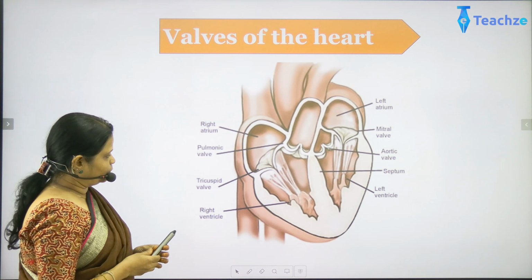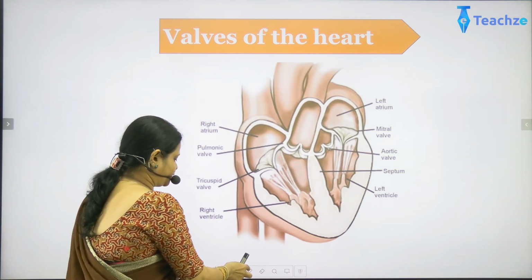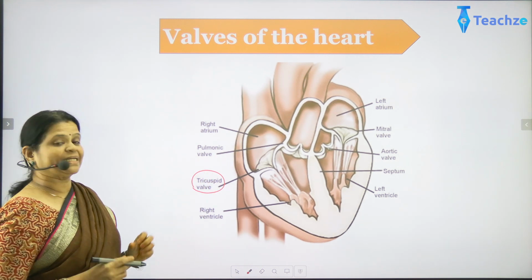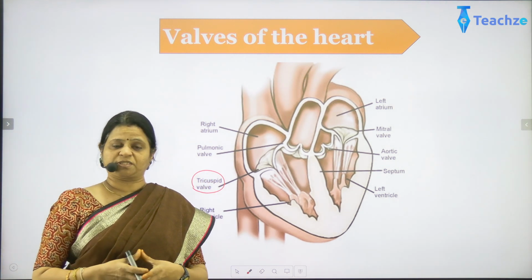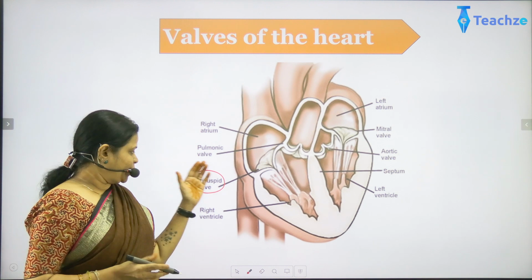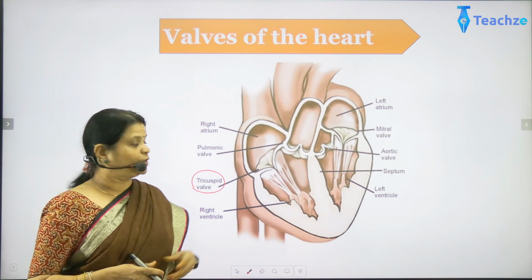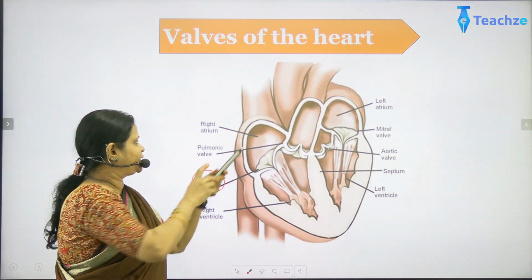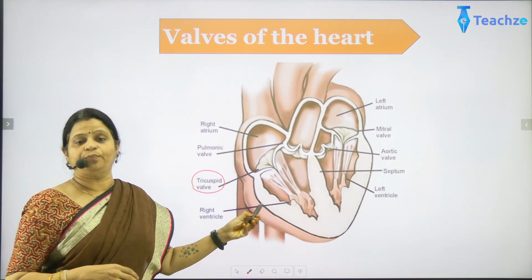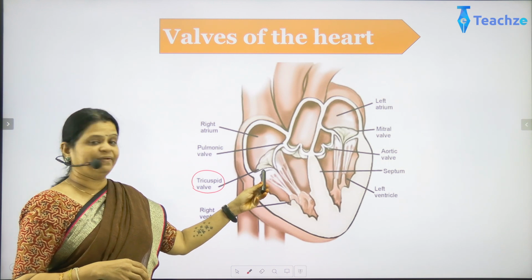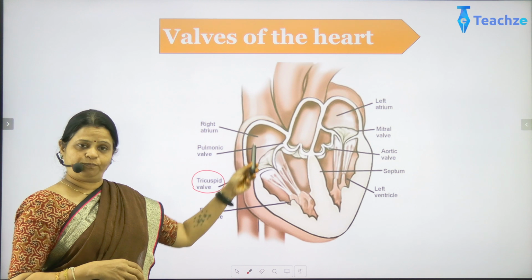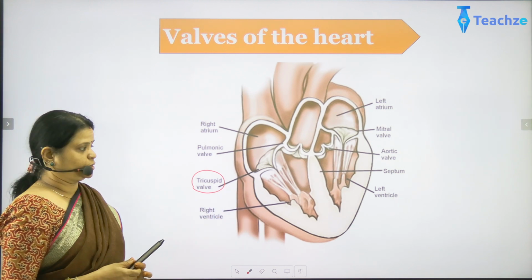Now you see a valve which is called the tricuspid valve here. Tricuspid means three cups or cusps. So they are three in number, and so we give the term tricuspid valve. And now where is it placed? It is placed between the right side, that is the right atrium, and the right ventricle. You can see it is given here. It is placed between these two. This one will protect the blood flow at this particular junction.